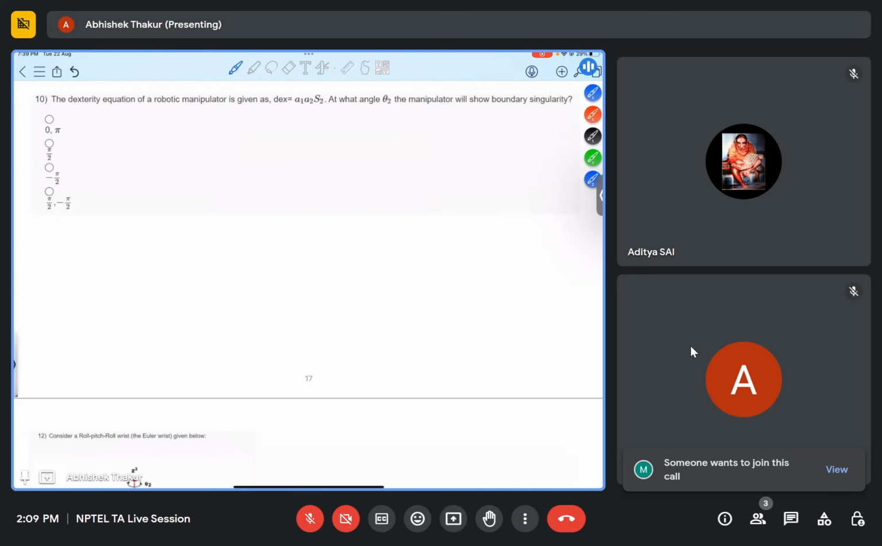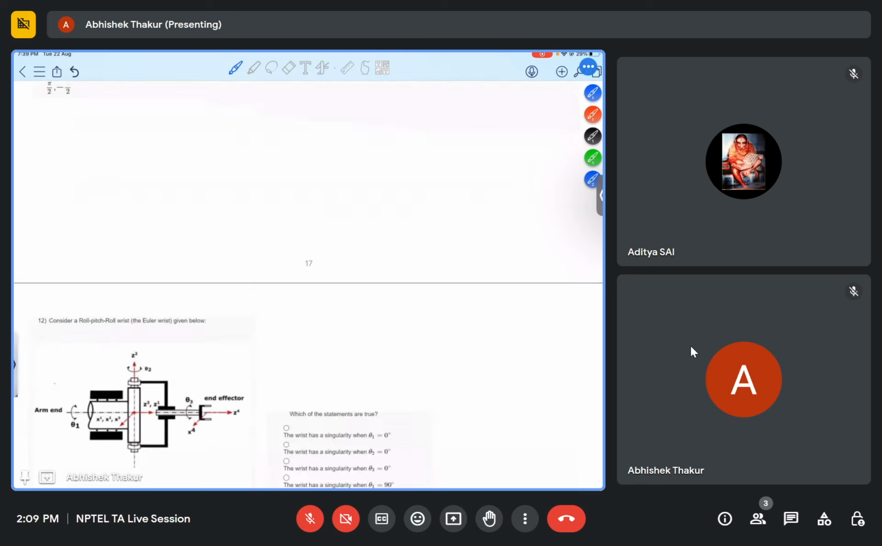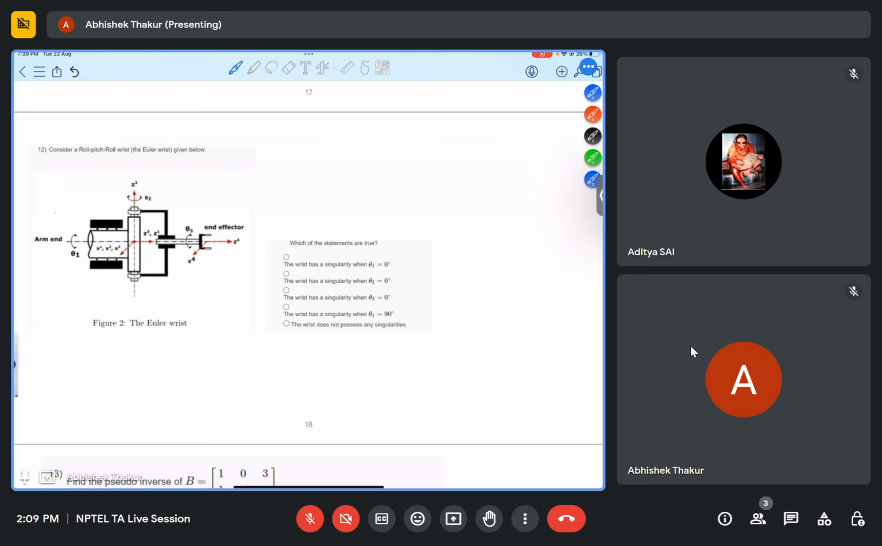Again, this is a similar kind of question. Here, theta 2 should be either 0 or pi for having the boundary singularity. But at 0 and pi, the arm will be fully stretched. Again, a similar question. In this, the arm has a singularity when theta 2 is equal to 0 degrees. This we have already solved above.